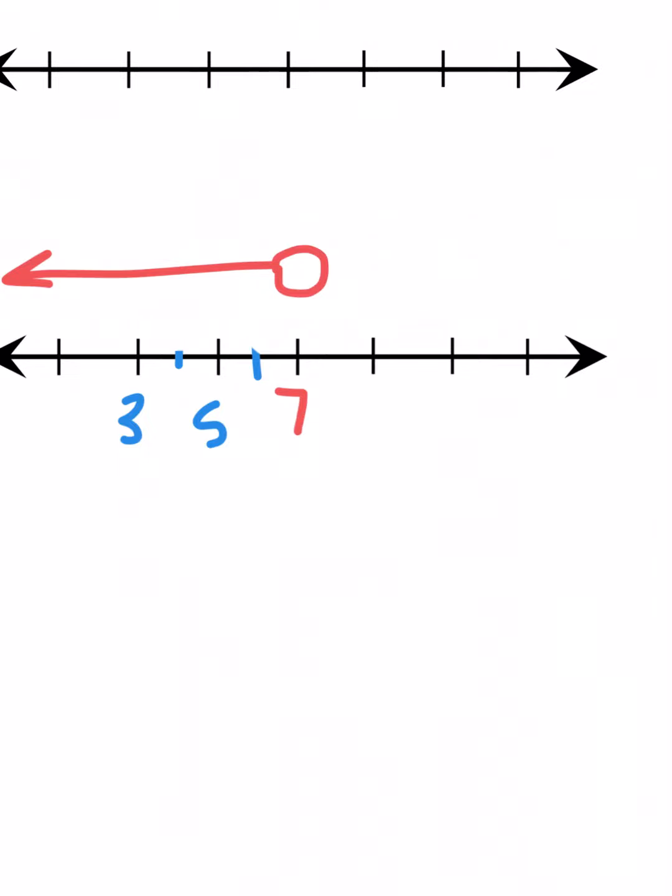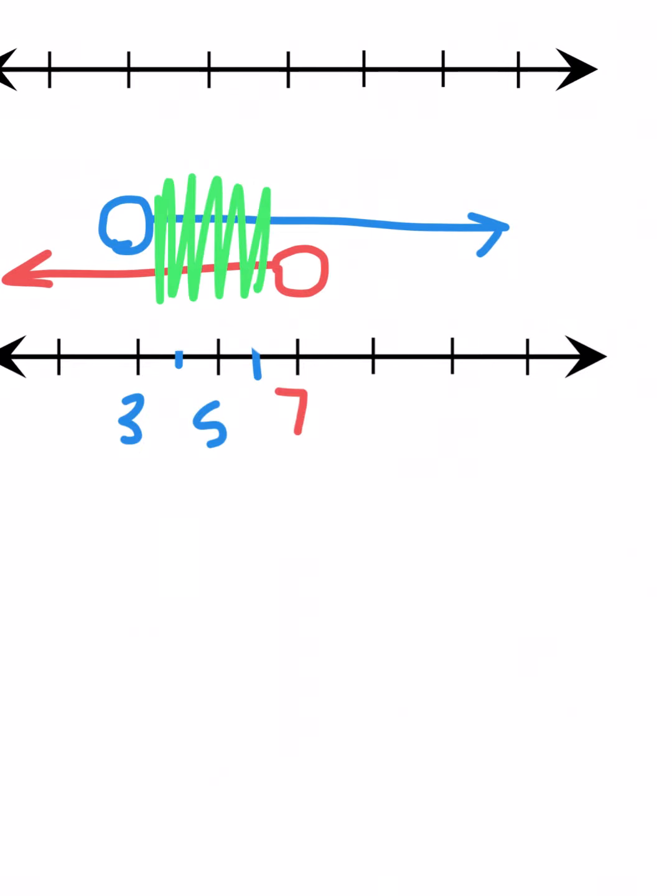And then in blue, we'll do x is greater than 3, it's going this way. So all the solutions to the inequality rest between these two open circles. So for example, a good solution to this inequality would be the number 5.